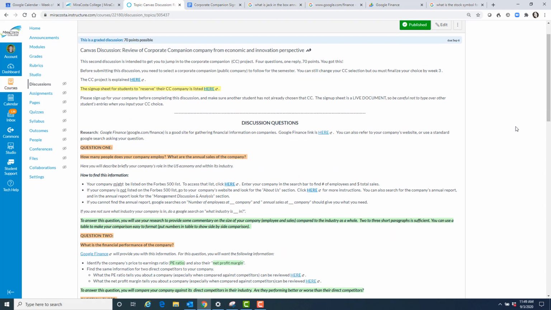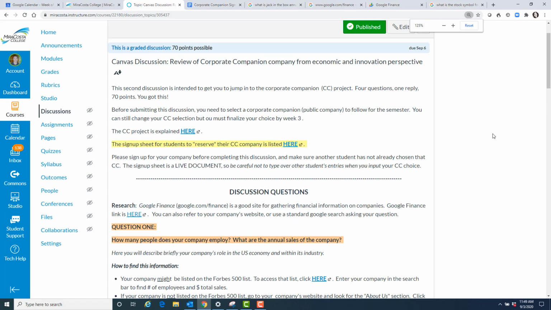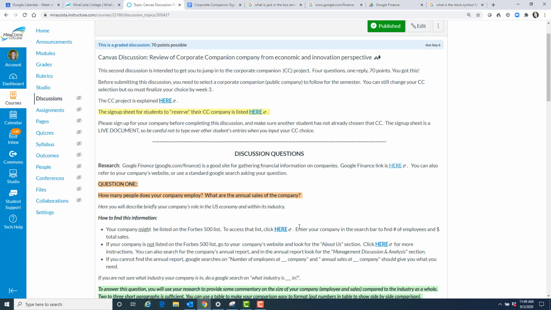How many people does your company employ? What are the annual sales? Now, I've provided a list where if they're on the Fortune 500 list, they'll already have their number of employees and sales, and you can go there. But if they're not on that list, you can also go to the company's website and learn about them from the About Us section. You can also do a Google search on number of employees or annual sales of the company. But here's how I would do it.